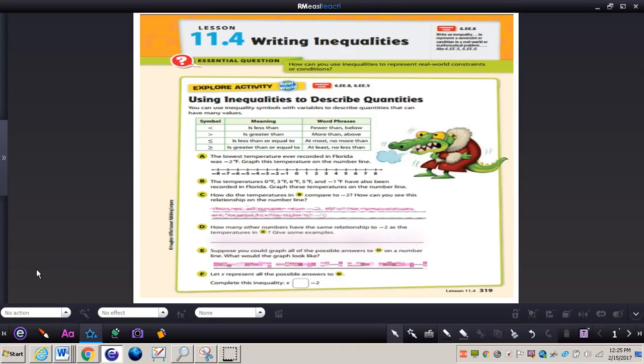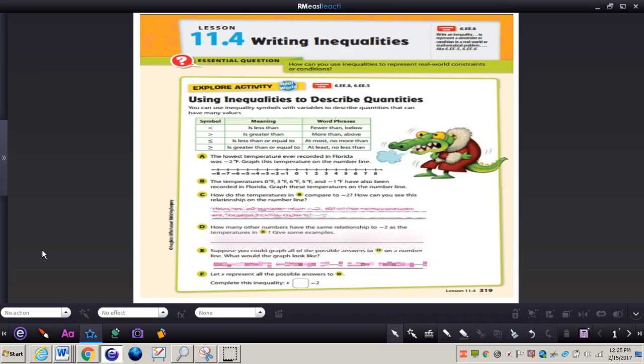In this video, we're going to be taking a look at writing inequalities. You'll need to get out your Go Math book, turn to page 319, get out your math journal, and a pencil. The essential question we'll be looking at today is: how can you use inequalities to represent real-world constraints or conditions? So let's take a look at using inequalities to describe quantities.